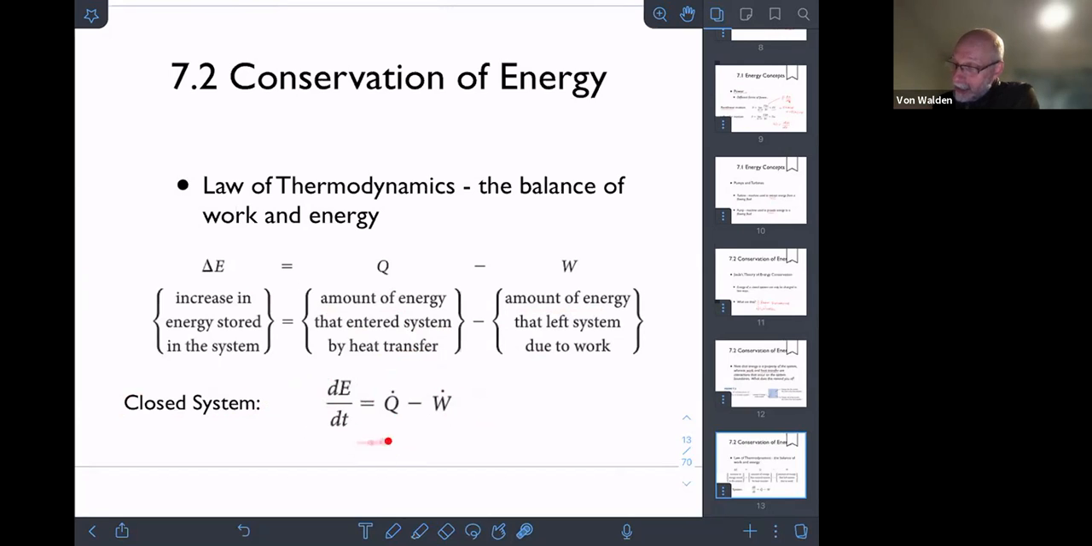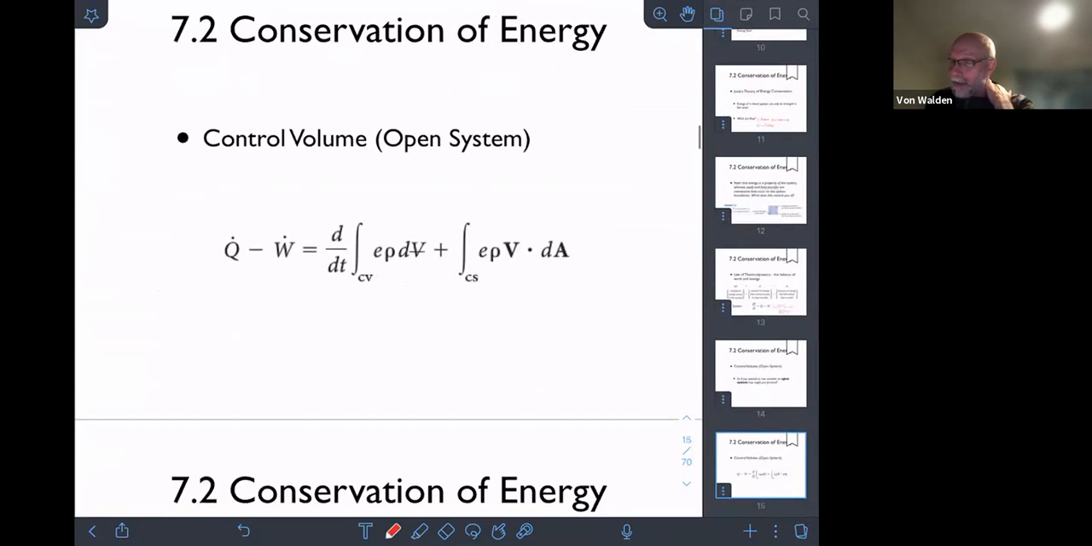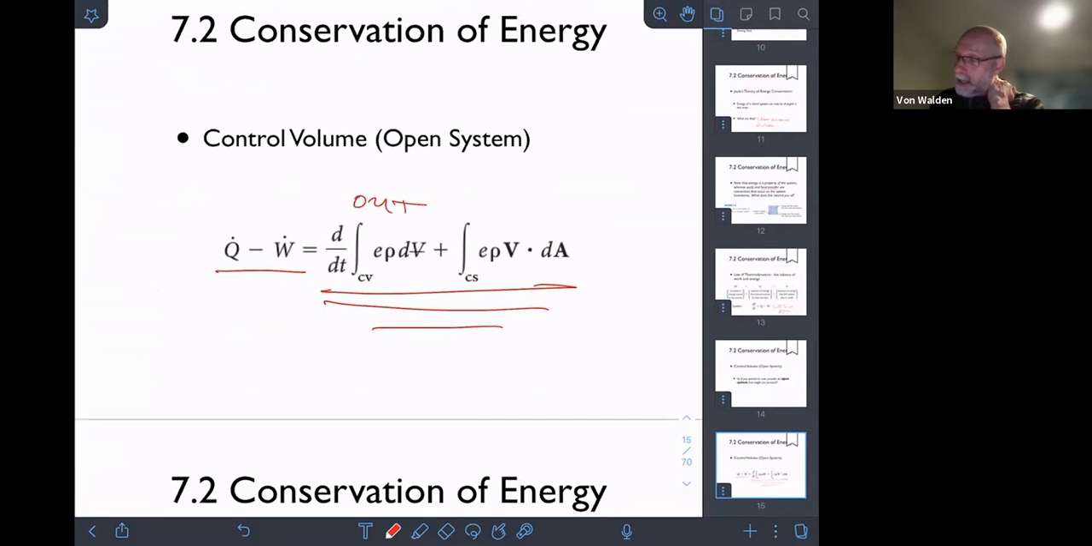So this is looking a lot like the left-hand side of the Reynolds transport theorem. And so when we meet next time, you will see that when we write down the Reynolds transport theorem, this is going to be the left-hand side, and this is going to be basically the flow of energy out and the flow of energy in. Okay. And so we will pick that up on Monday.